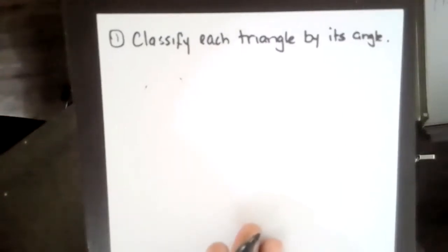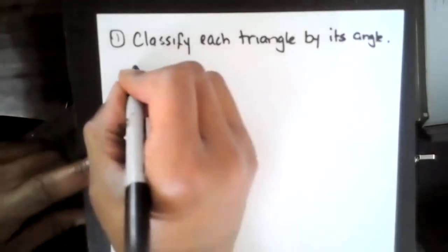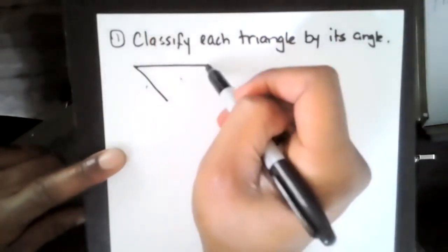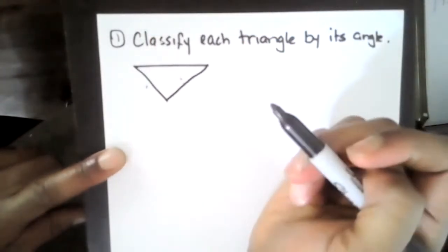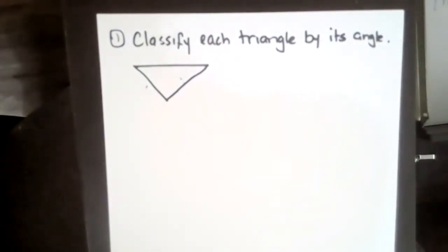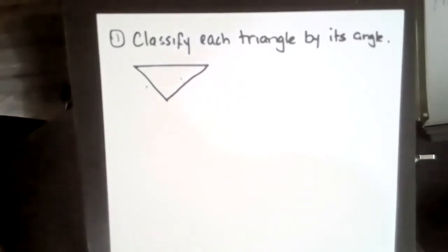Okay, so they give us a triangle. All right, they give you the option of it being an equal angular triangle, an obtuse triangle, an acute triangle, or a right triangle. Which kind of triangle do we have here?